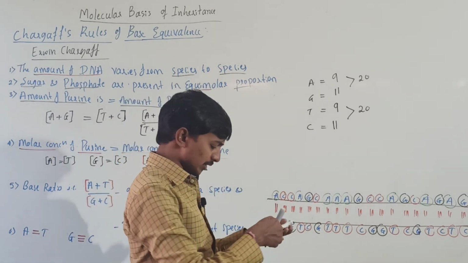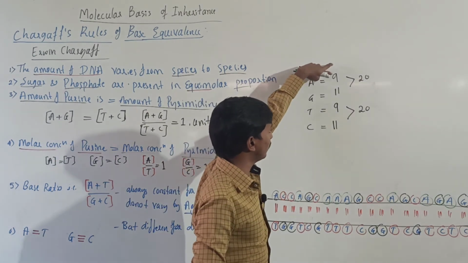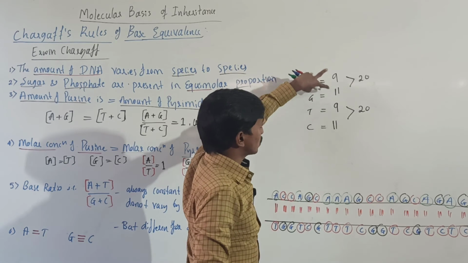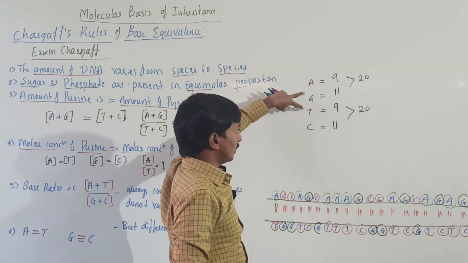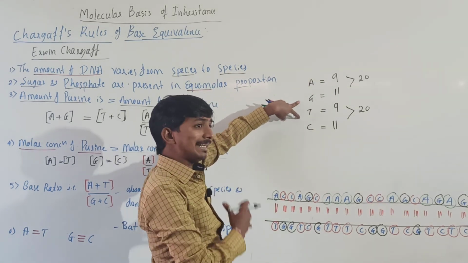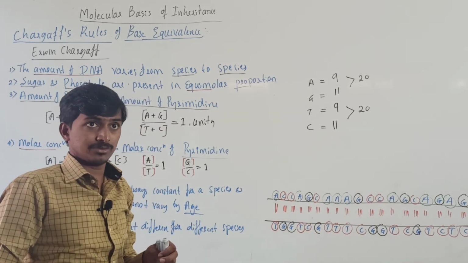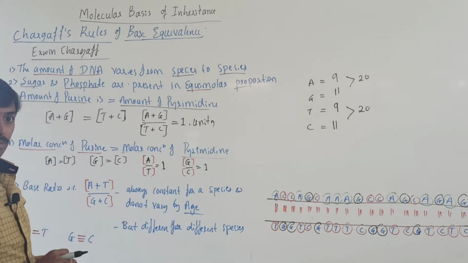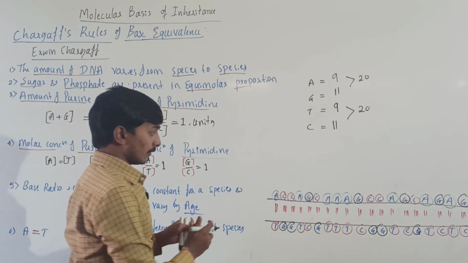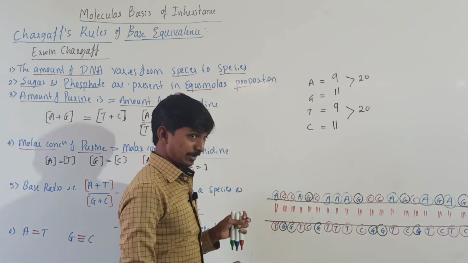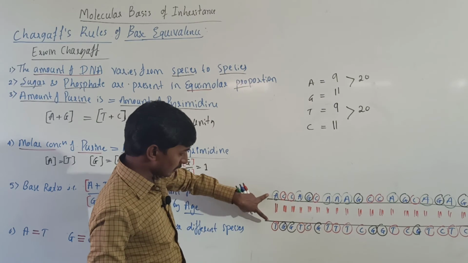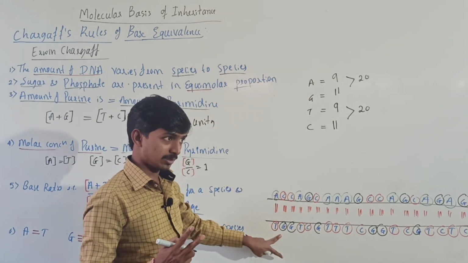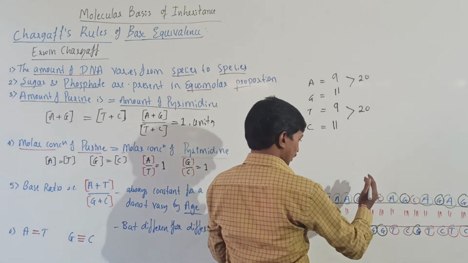They will just give one number and ask for another. You must be knowing 9 plus 9 equals to 18, 11 plus 11 equals to, like that they will ask for the percentage, right? Or else they will give the number of base pairs. Base pair means adenine, thymine, one base pair. Cytosine, guanine, two base pairs. So they will just give the base pair number.